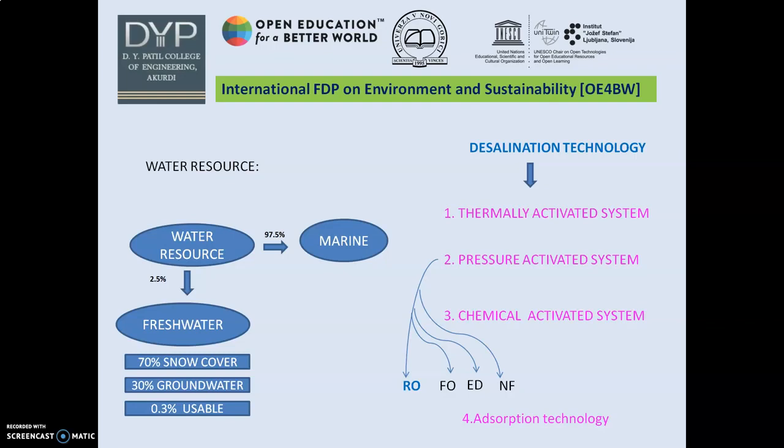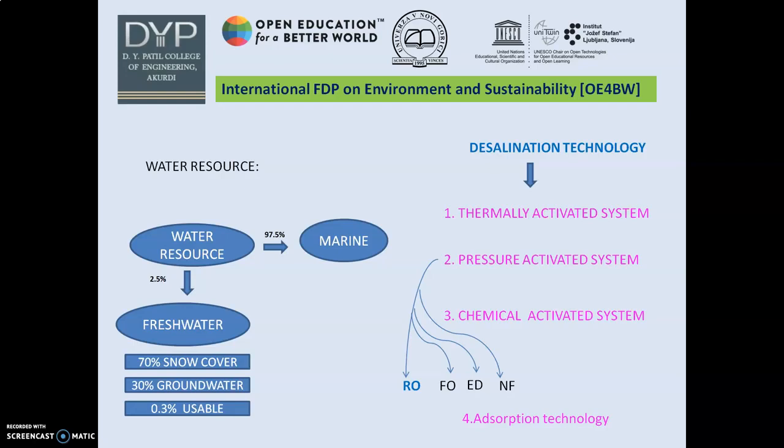The first one is the thermally activated system, which involves evaporation and condensation methods for salt separation from water, like distillation units, solar distillation, multi-stage flash distillation, multiple effect flash distillation, and likewise.